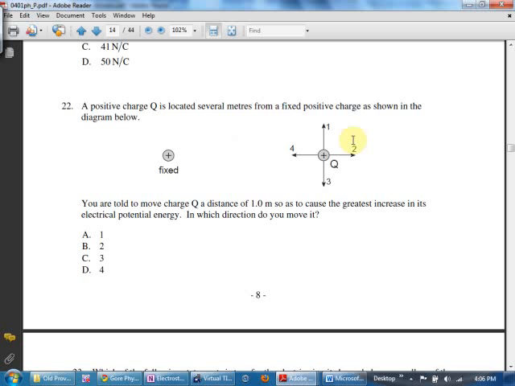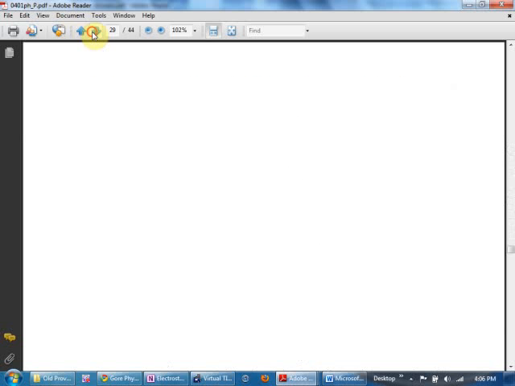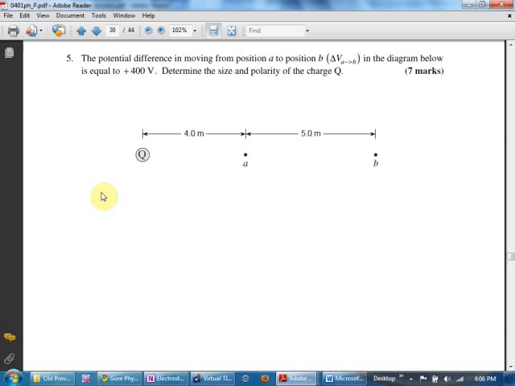Oh, now we're in circuits. The potential difference in moving from position A to position B in the diagram below is equal to 400 volts. So I guess when you go from A to B, you gain 400 volts. Determine the size and the polarity of the charge Q. The change in voltage starting at A going to B, I think you're going final minus initial. You can find the mystery charge. I would use kQ1Q2 over r minus kQ1Q2 over r. You'd have Q appearing twice, but we could do that. I've never seen that one in a while. I'm not going to ask you one quite like that, but that's a mini curveball, but I can handle it.